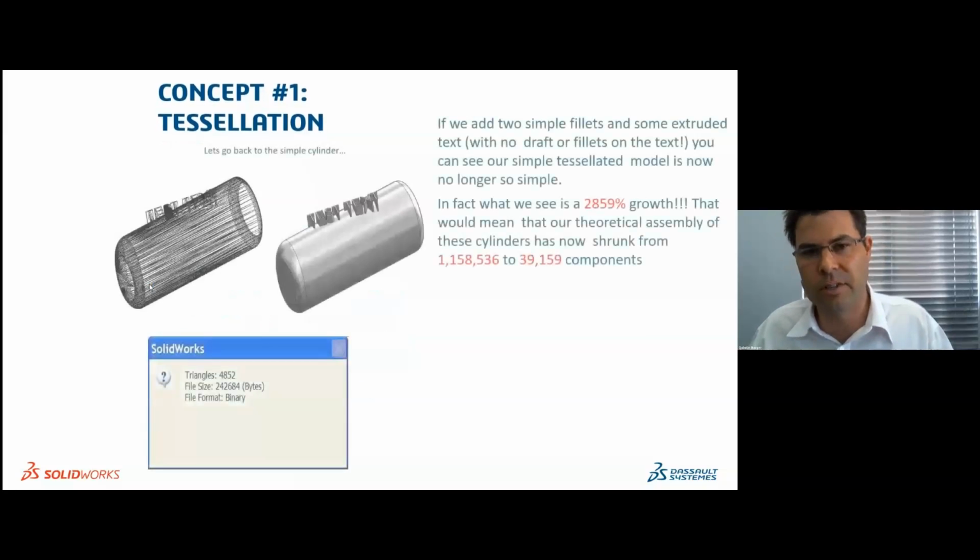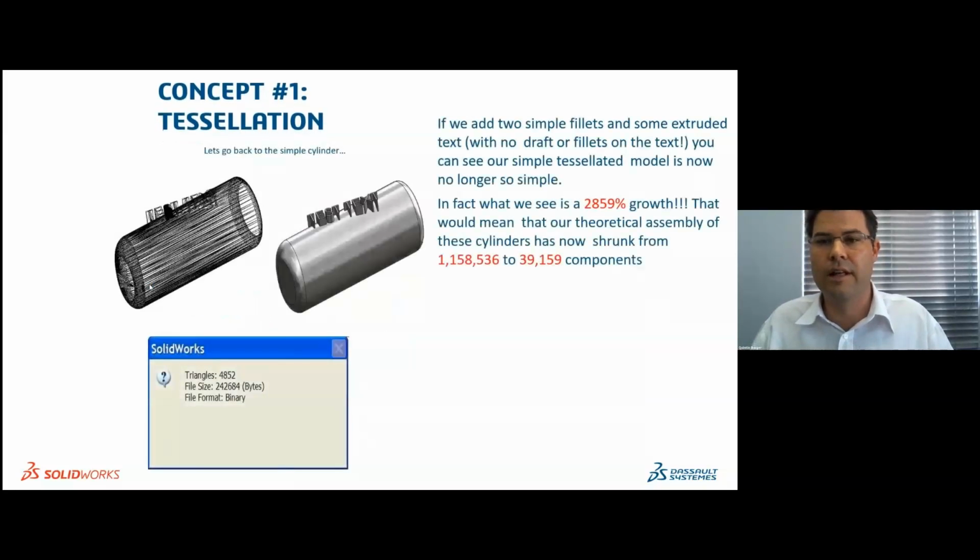And let's go and have a look at a simple illustration. This is going to give you a very good understanding of why and how it gets to the point where it becomes very difficult for your graphics card to move around. So all I've done to the cylinder is add 2 little fillets and stick text on the top. So this is test text, and I push save.